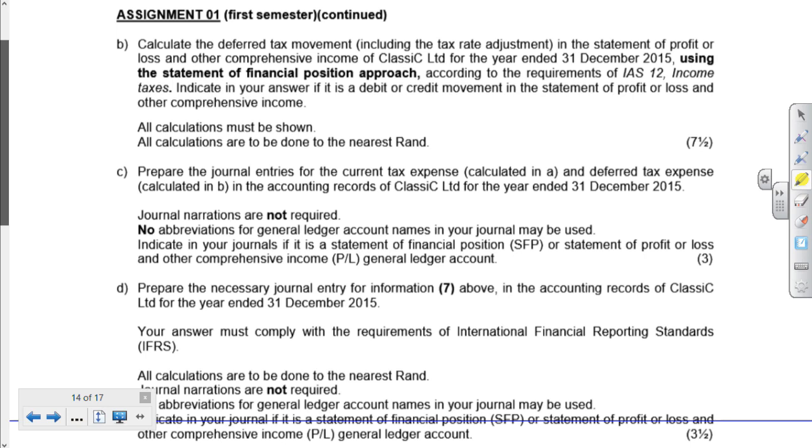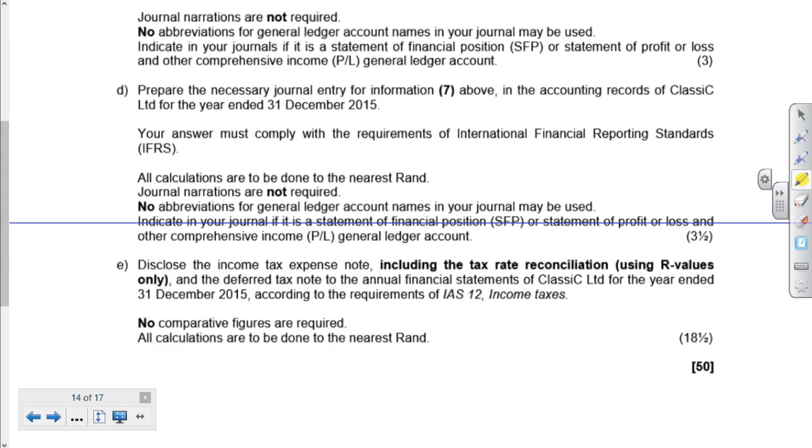Then D, we won't be able to do today because D is dividends tax. We're going to look at D next week. But E then is to start our tax note. And we're going to do just that first bit, the bit I showed you, of the income tax expense note. The tax expense note says including tax rate recon, which we can't do, and the deferred tax note, which we will be able to do. Yeah, which I showed you those notes. All right, so let's see what we did last week.